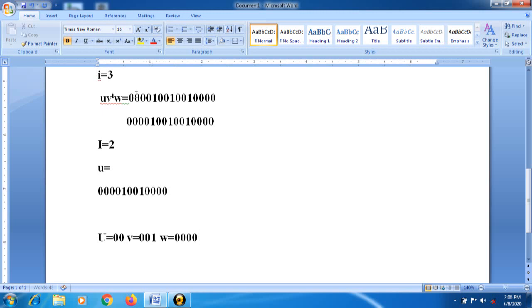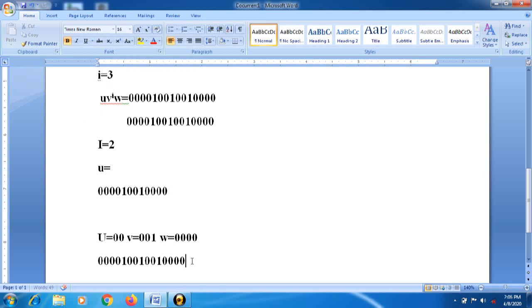Now check, can we satisfy this condition? No, because whenever we write such a part, what will happen? First, U is nothing but 00, and the value of i is 3. So while solving such an example, V becomes 001, 001, 001, and W remains as it is.